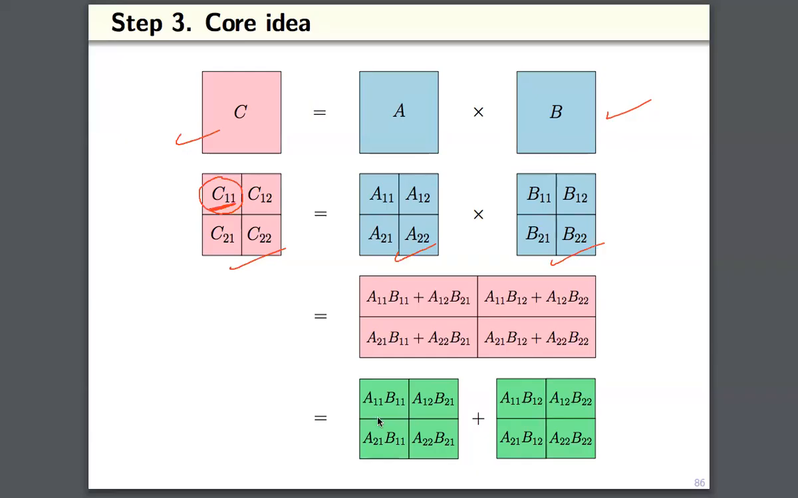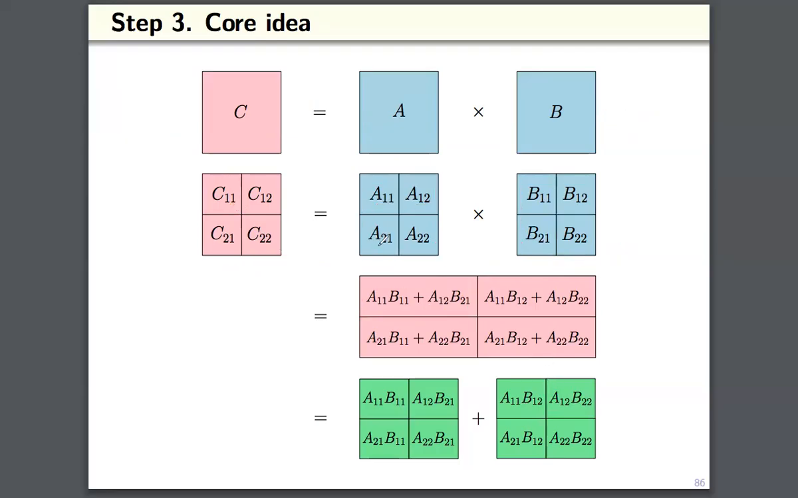Recursively, the idea is, now think about this A as a 2 cross 2 matrix, B as a 2 cross 2 matrix, C as a 2 cross 2 matrix. Now, can you tell me how you multiply 2 cross 2 matrices? How do you compute C11? Take the first row of A, take the first column of B, multiply, right? So A11 times B11 plus A12 times B21, right? That's your C11.